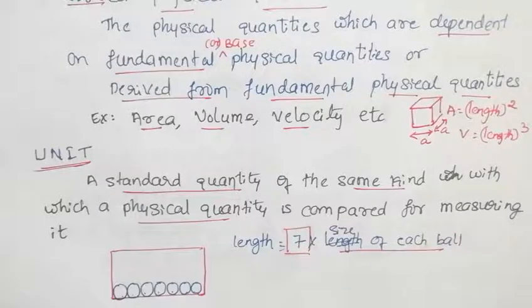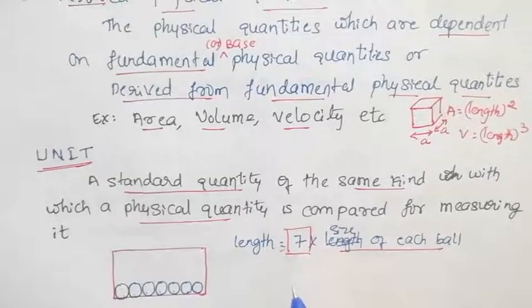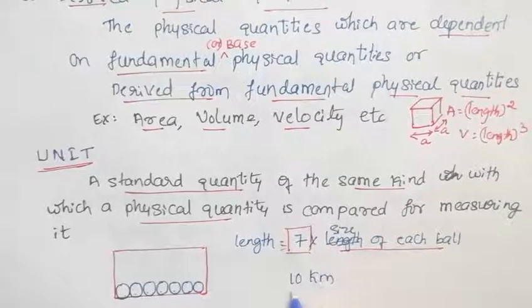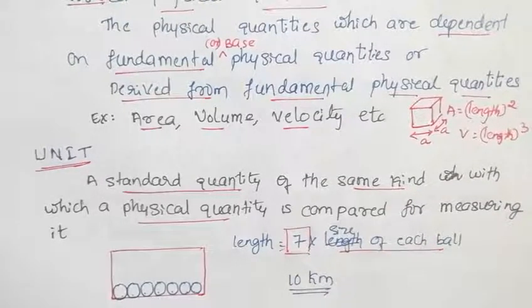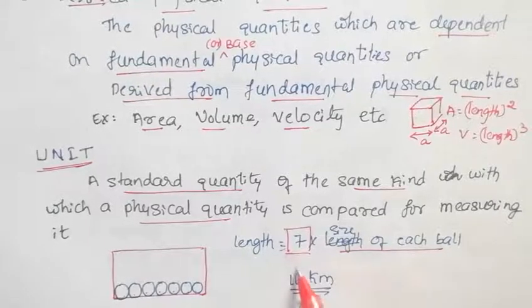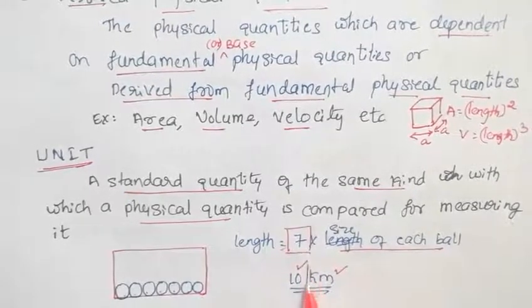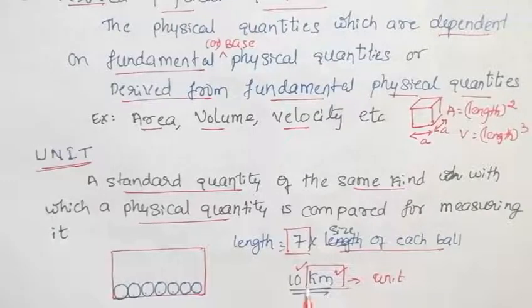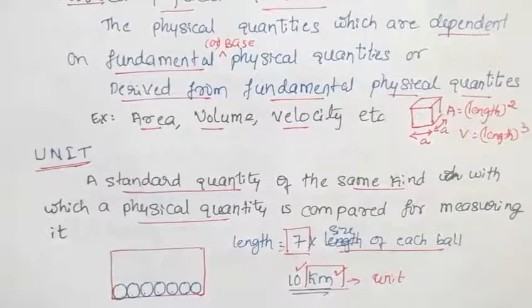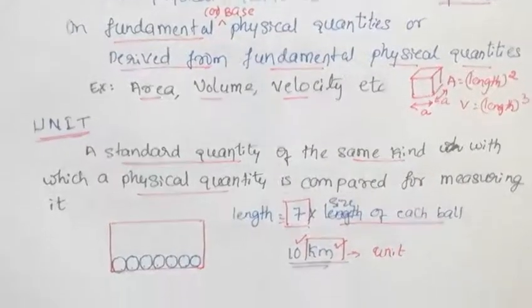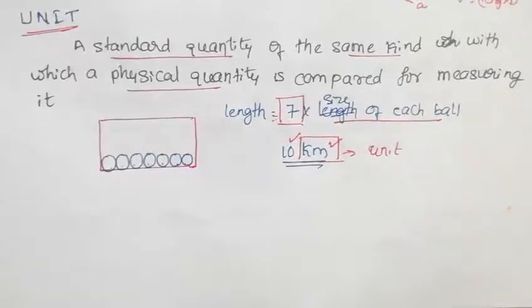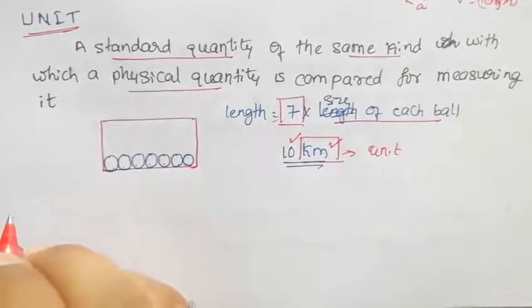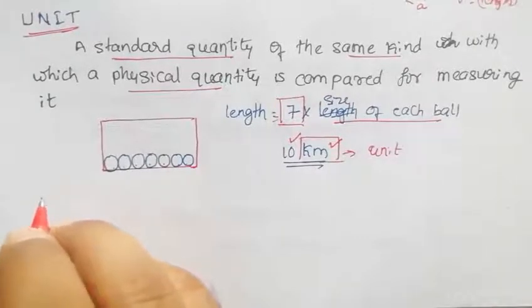Similarly, if we ask how far your school is from your home and you say 10 kilometers, what is required? To express a physical quantity, we need a number and we need a unit. This is what we call a unit, the standard quantity that we have taken. I can say here it is 10 times each kilometer. Yes or no? So to express any physical quantity, we need a number as well as a unit.